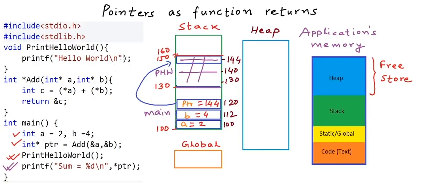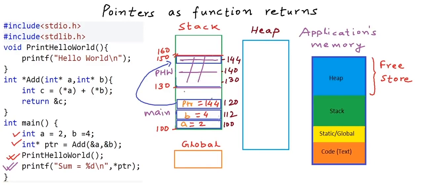I would say that I just got lucky. Maybe because I did not call any other function after making a call to add, my machine did not overwrite or erase the data at that particular memory location. But when I made a call to print hello world, that memory got used.